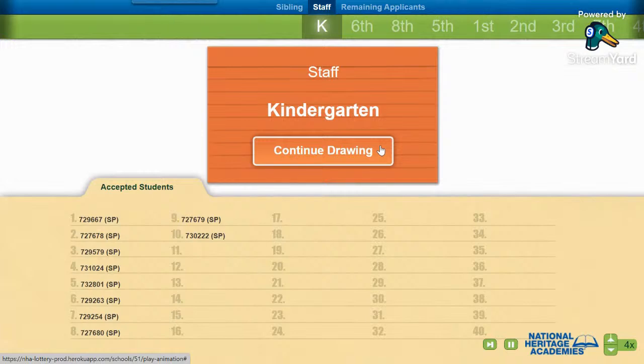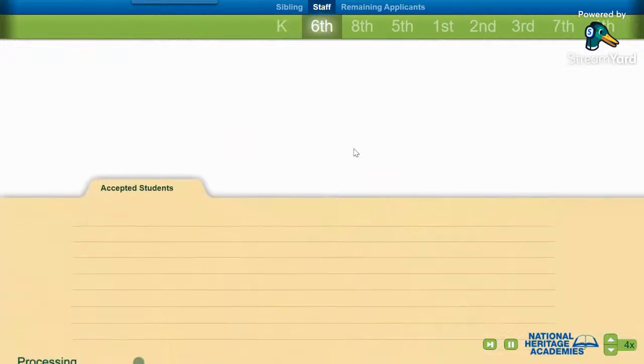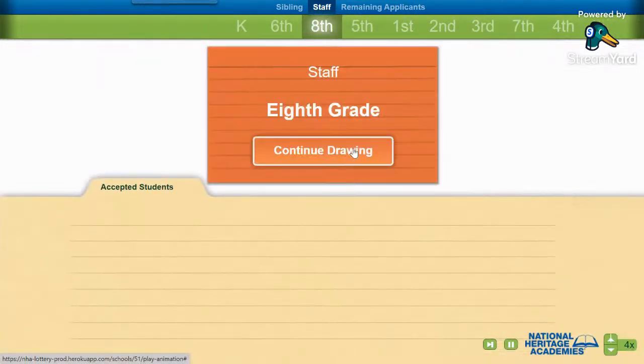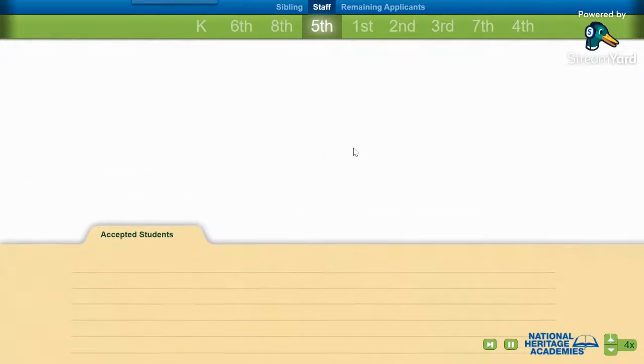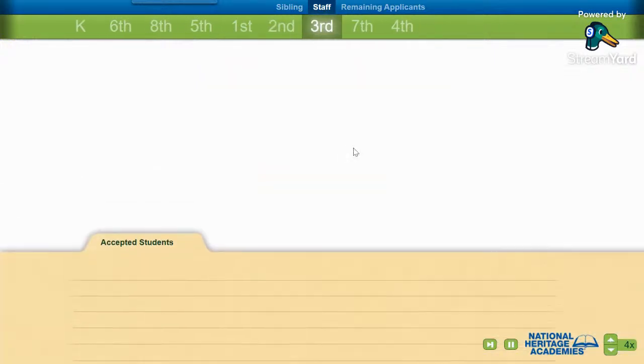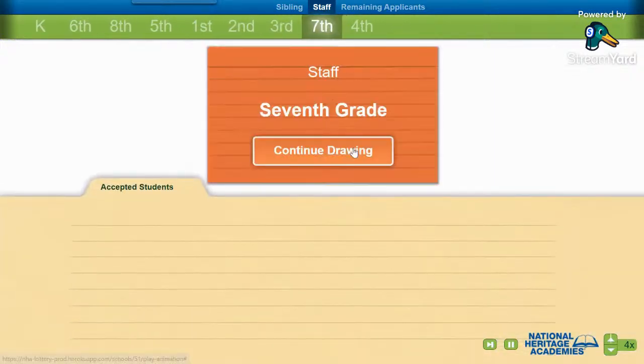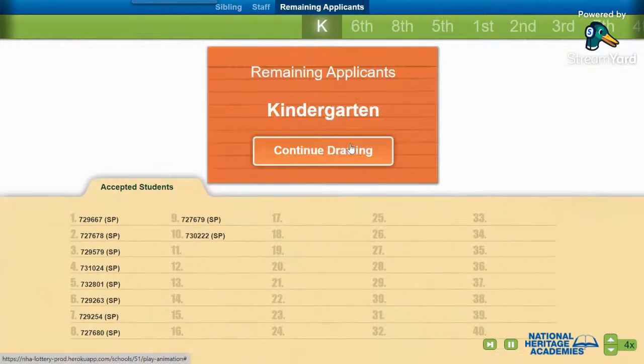Now we're moving on to applicants who have staff member preference. And these are students whose parent or legal guardian currently works at the school. We don't have any in this preference group, so I will quickly move through these in all grade levels, and that will get us to all remaining applicants. And the all remaining applicants group are the applicants who don't qualify for any previous preference.